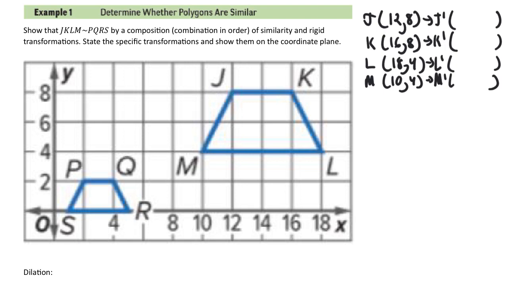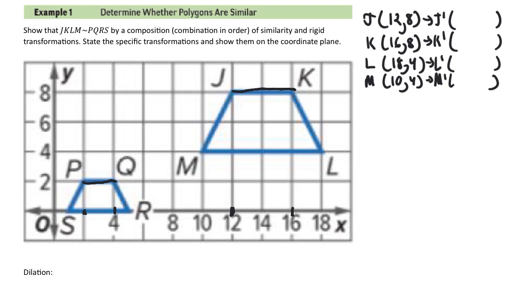Remember how I did that? First of all, we have to know how much we need to scale this thing by. Well, look over here. JK has a length of 4, right? From 16 to 12 is a length of 4. And PQ has a length of 2. From 4 to 2, it's a length of 2. So it looks like the scale factor going from the large trapezoid to the small trapezoid is a scale factor of 1/2. So since this is origin centered dilation, what can we do?